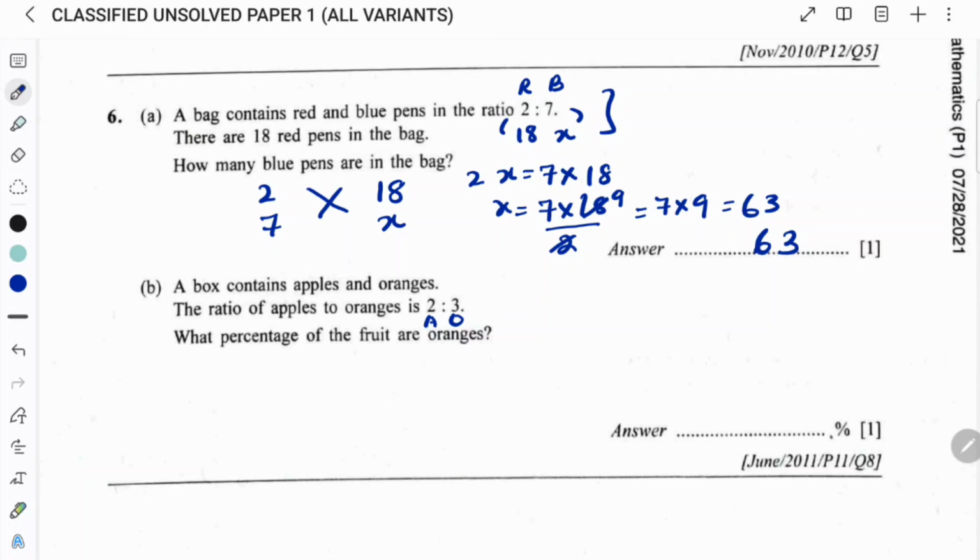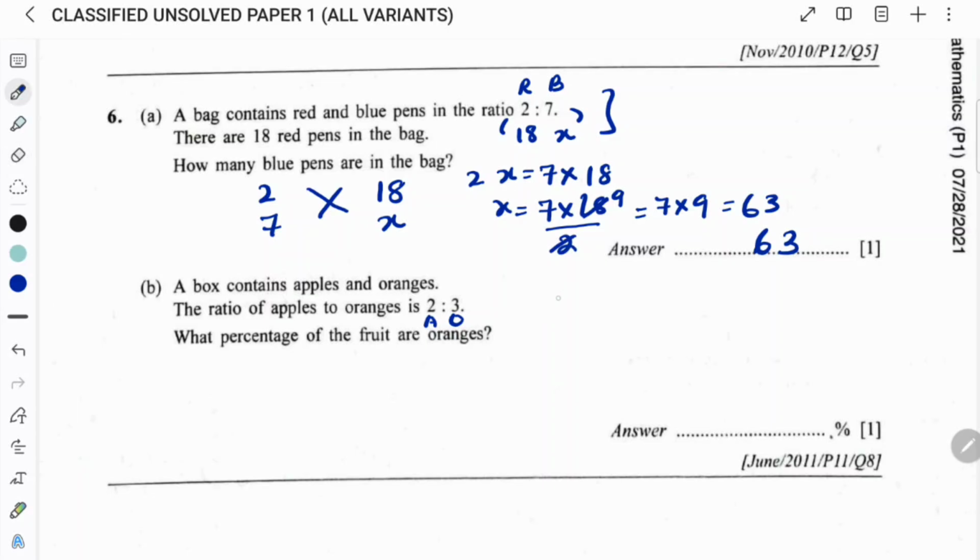We find out the apple ratio, because they are asking for the percentage of the fruit that are oranges. Okay, so for oranges we are going to find out. The ratio of apples to oranges is 2:3.